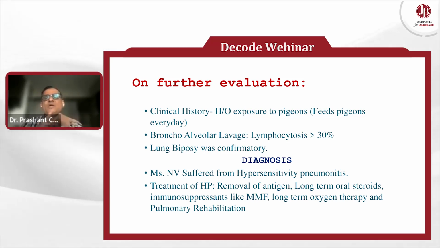What is the treatment? You have to get them away from the triggering antigen. So the antigen has to be removed. That's the primary treatment. And these individuals are typically treated with oral prednisolone and immunosuppressive agents such as mycophenolate mofetil. These are extremely important. Mycophenolate mofetil is important in helping to keep the dose of the prednisolone lower. And of course, long-term oxygen therapy in selected individuals who have extensive disease, and pulmonary rehab becomes an important component.